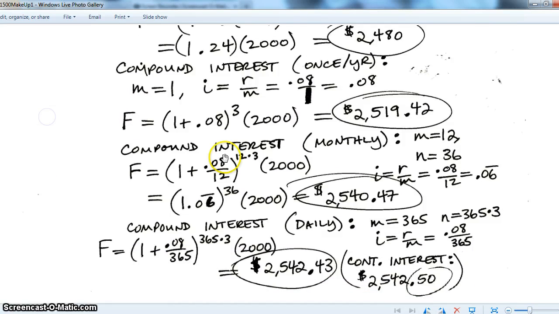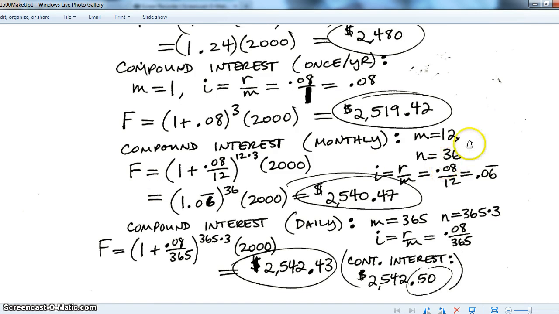If you compound monthly, more frequently compounding, you're going to get a bigger future value. But notice it's not that much more. For this one, we have m equals 12, because there's 12 times that we're compounding per year, which means n is 36, 12 times 3. In the formula then, 1 plus the interest rate, now we're chopping up that 8% interest rate by 12, so 0.08 divided by 12 makes 0.006 repeating.